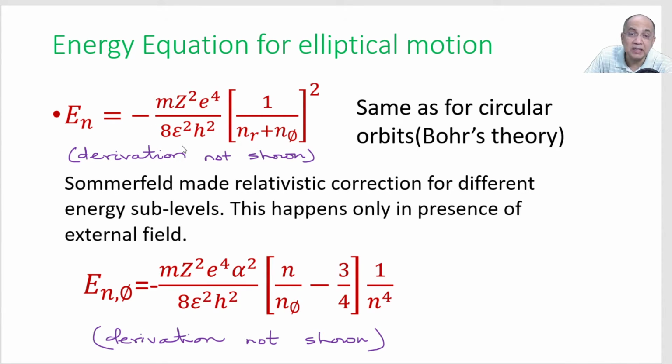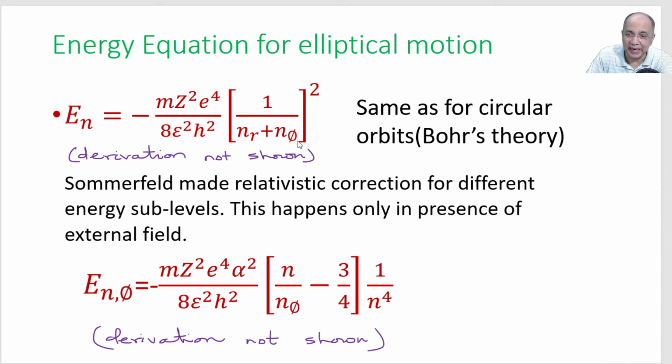And epsilon is the permittivity of the medium that you know, and h is the Planck's constant. And this value, you know, is 2.18 × 10 to the power minus 18 joule per atom. Now here the only difference was, while he derived using mathematics, he found that in place of n square, it is (nr plus n phi) whole square. Is it not the same as n?